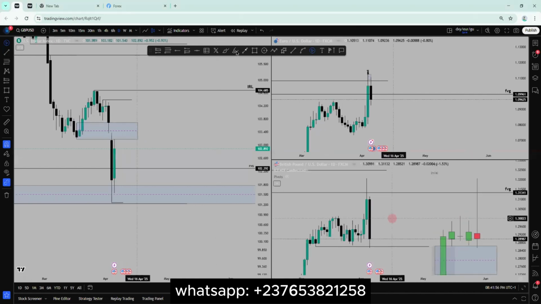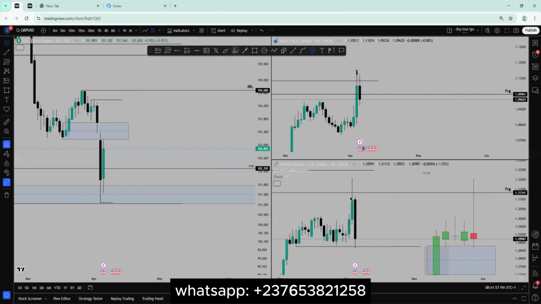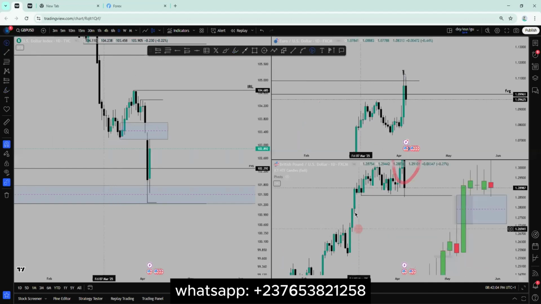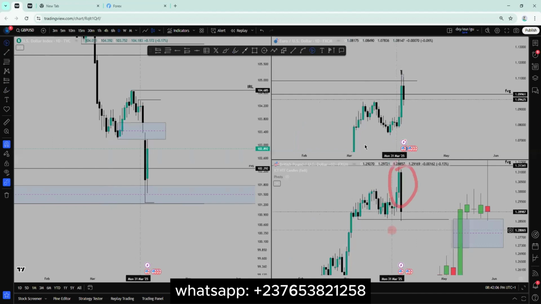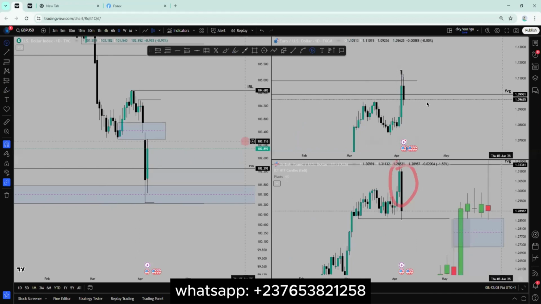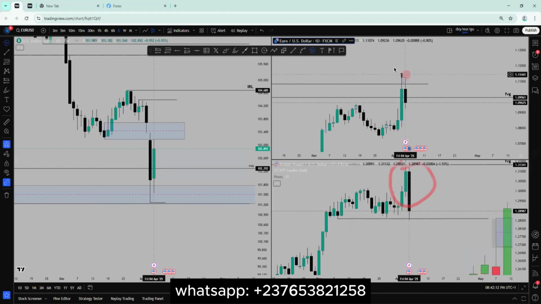Now, if you look at how the daily is on GU, this is a sign for more lower prices on GU, maybe now to fill out all this internal range liquidity. We are going to come to GU for a moment. All right, what I'm currently looking at here is this.